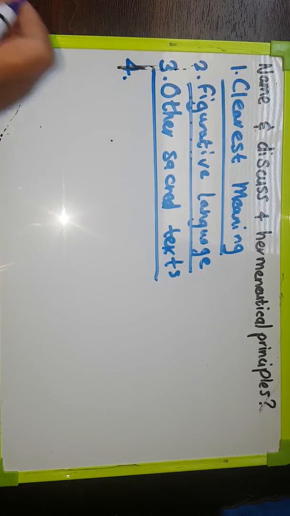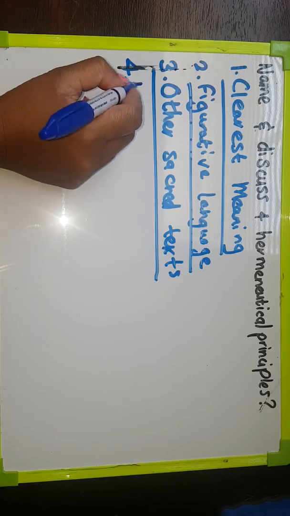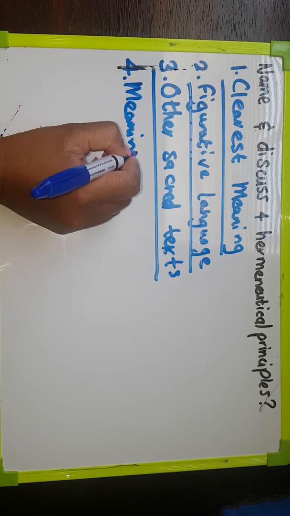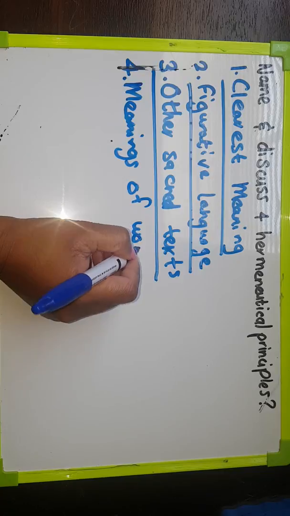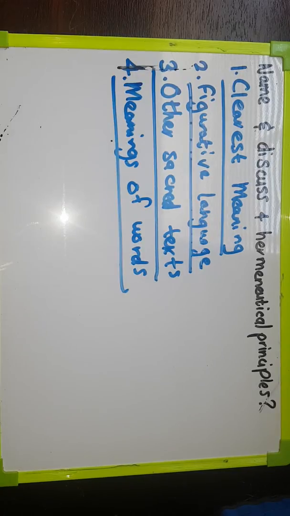And then number 4, meanings of words. Because most of these religious texts were written so long ago, the words that meant a specific thing in the past might not mean the same thing now. So we need to look closely at the words in context when they were being used at that time in history to figure out what the words actually mean. Okay, so those are your 4 hermeneutical principles.